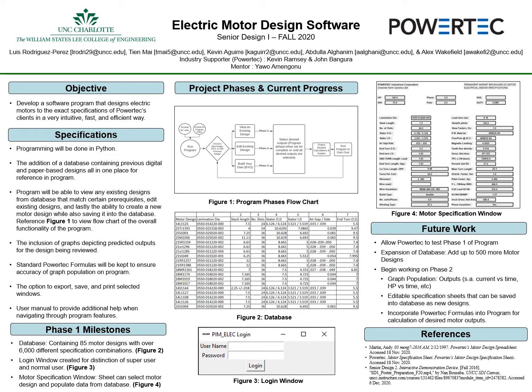Currently, we have accomplished a majority of phase 1, which includes the database that was created, which consists of 85 different motor designs from PowerTech's database that have over 165 parameters and all the useful information PowerTech needs to have for each design. Figure 2 depicts the database used in phase 1. We have also created the login window that will be used for distinction of restrictions for a super user or a normal user. And figure 3 shows the login window we have developed.